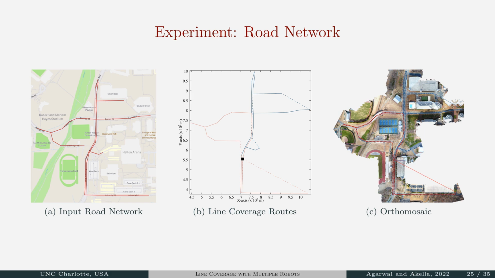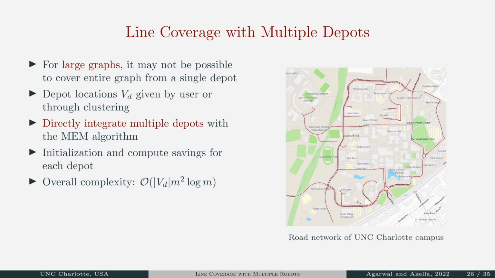We flew a DJI Phantom 4 UAV autonomously along the computed routes. On the right, we have the orthomosaic generated from the images collected. The dots in the figure show the locations where the images were taken. For large graphs, it may not be possible to cover the entire graph from a single depot. Thus, we develop a multi-depot formulation. Here we are given a set of depot locations which can be specified by the user or obtained through clustering.